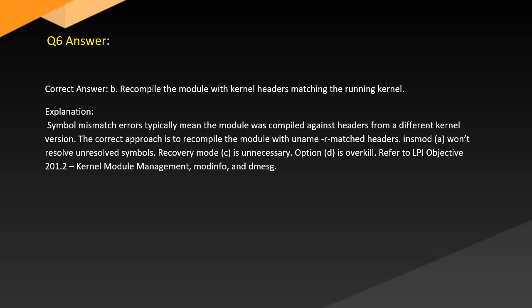Answer. Correct answer B. Recompile the module with kernel headers matching the running kernel. Explanation. Symbol mismatch errors typically mean the module was compiled against headers from a different kernel version. The correct approach is to recompile the module with uname -r matched headers. Insmod won't resolve unresolved symbols. Recovery mode is unnecessary. Option D is overkill. Refer to LPI Objective 201.2, kernel module management, modinfo and depmod.